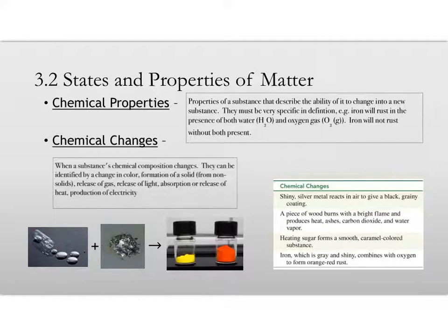We can determine that a chemical change has occurred based upon changes in color, changes in state. So like we could form a solid out of two liquids, we could form a gas out of two liquids or two solids even. We could see light being given off, like a glow stick is a chemical reaction. You see the light being given off.